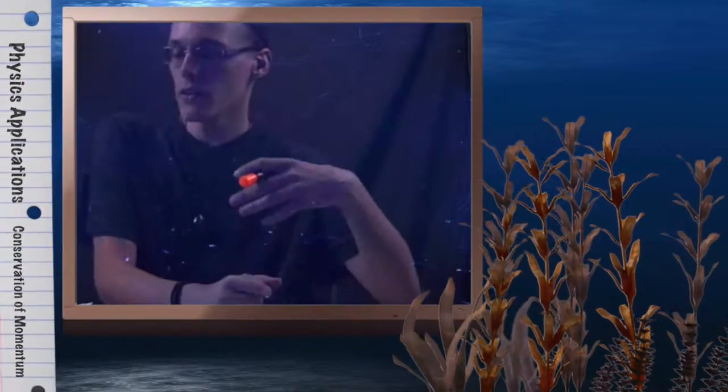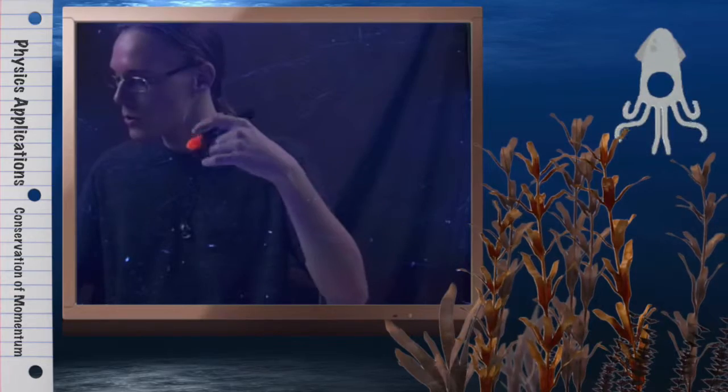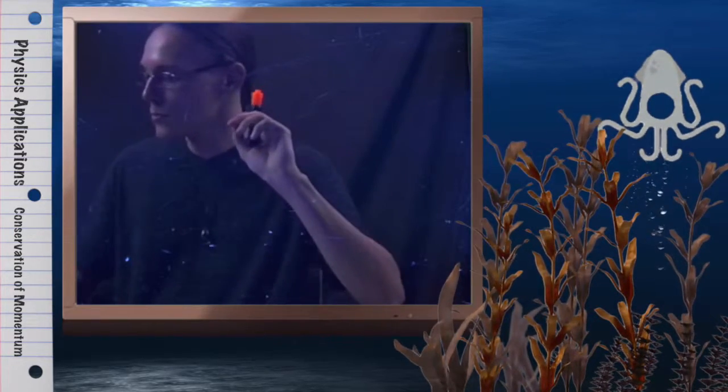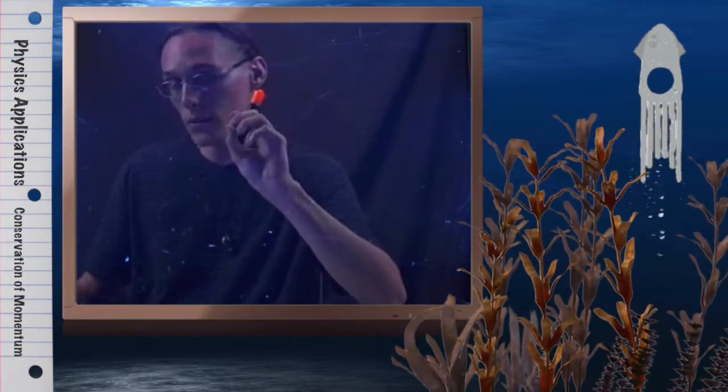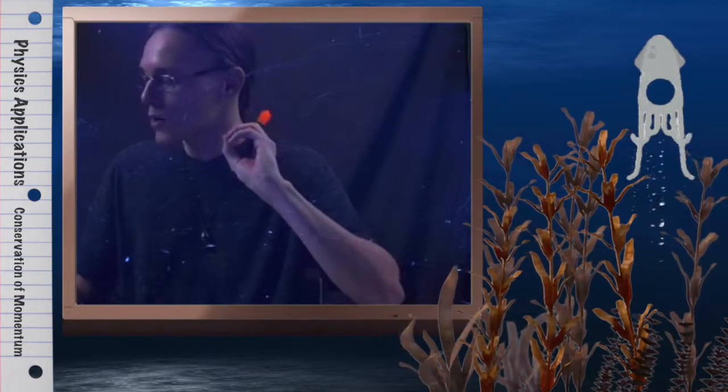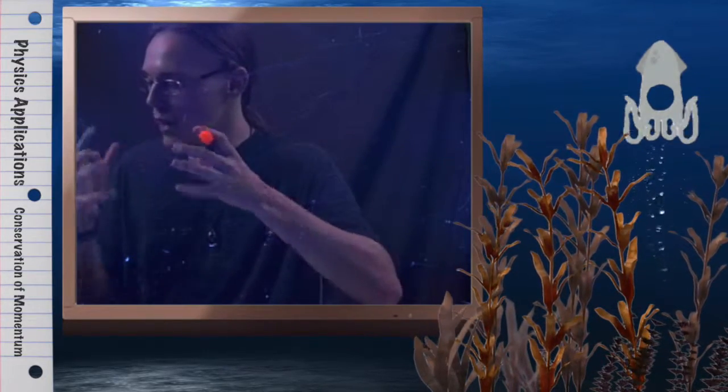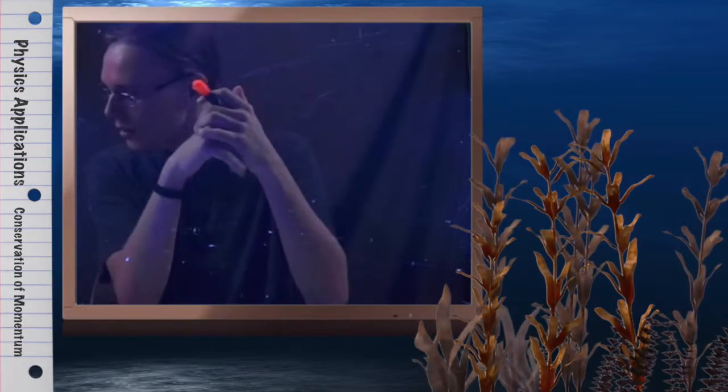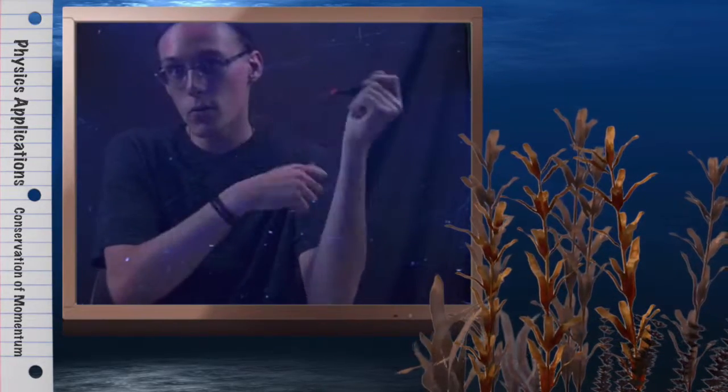All right, now in this example, we are told that squids and octopuses propel themselves by expelling water. They do this by keeping water in a cavity and then suddenly contracting the cavity to force out the water through an opening. A 6.5 kilogram squid, so let's start there.